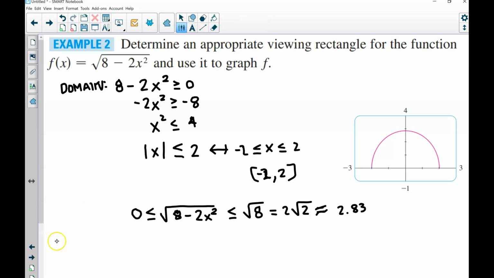I'm just going to write R here. So the range of this function would then be the interval 0 to 2 times the square root of 2.